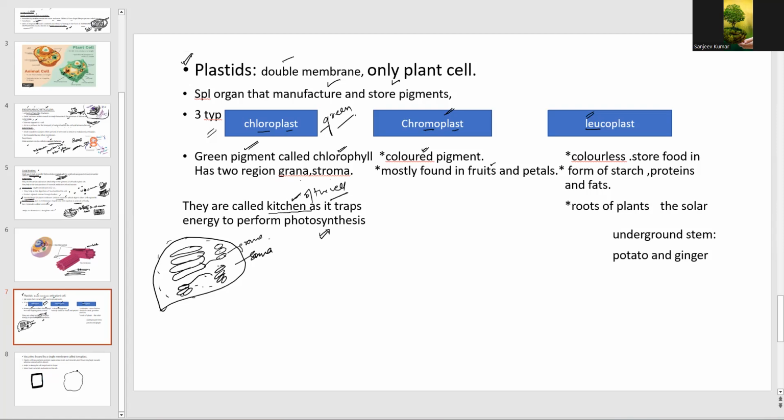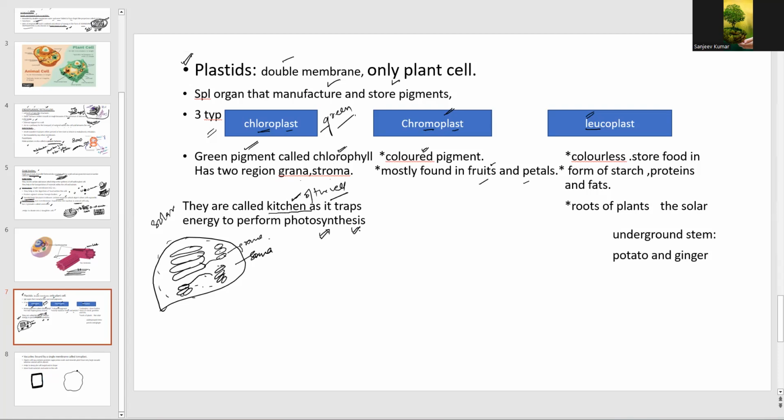So I think so clear from here. Chloroplast green. Why? Due to chlorophyll. Two regions होते हैं, also called as kitchen of the cell, because it traps the energy or the light energy or the solar energy to perform the process of photosynthesis. Photosynthesis is the process in which the plants prepare their own food, so with the help of the light. Then the chromoplasts are the colorful pigments, the pigments which are mostly present in the fruits, in the petals, red, orange, yellow, different due to the presence of this chromoplast.